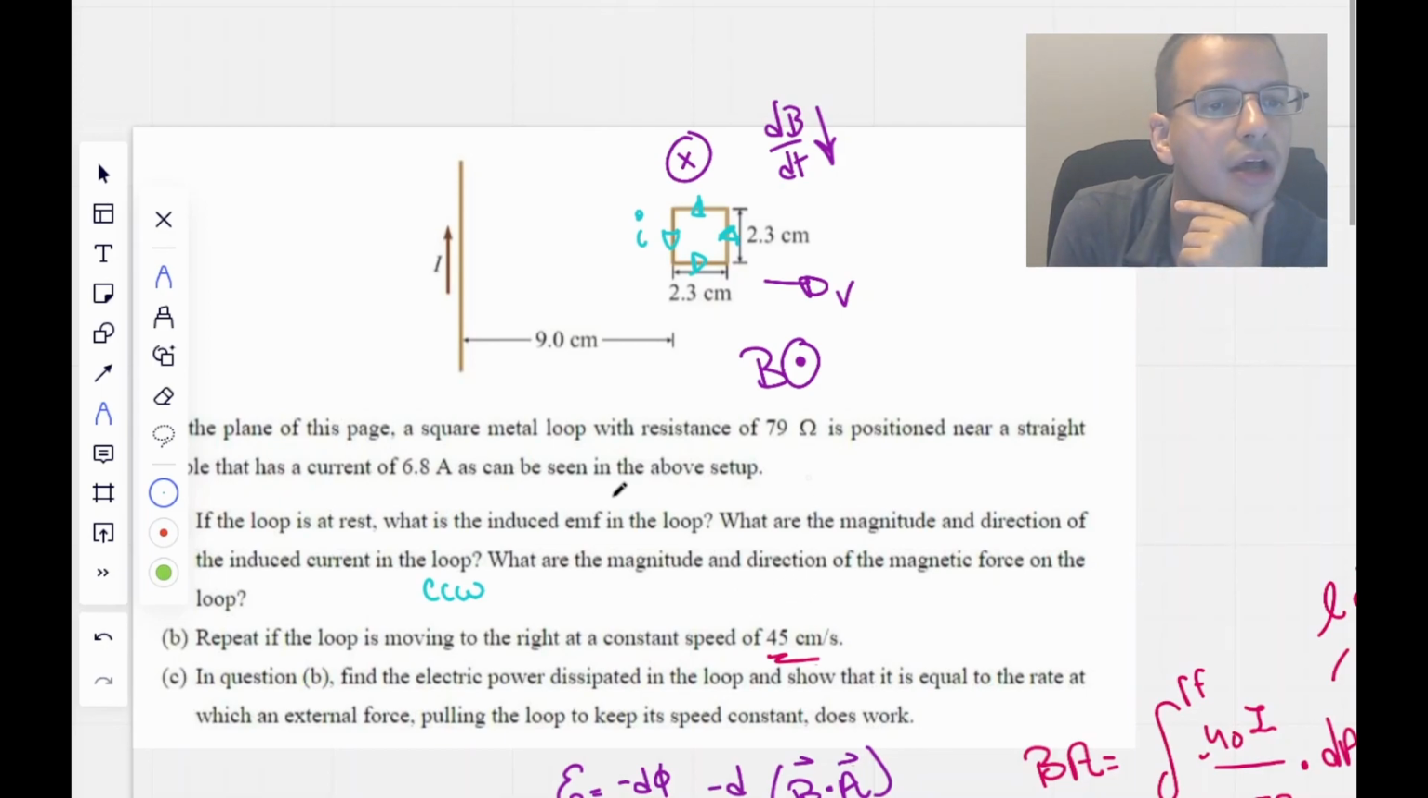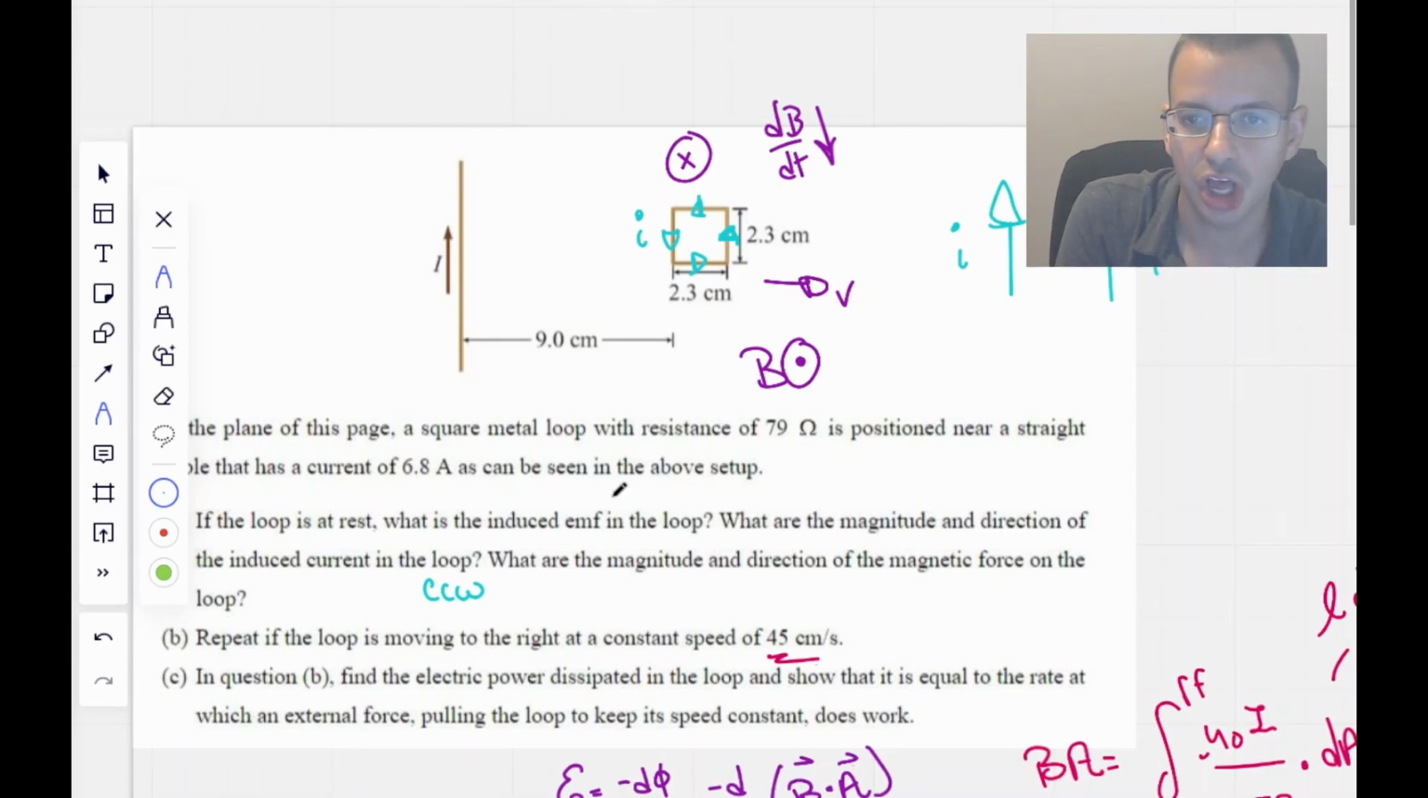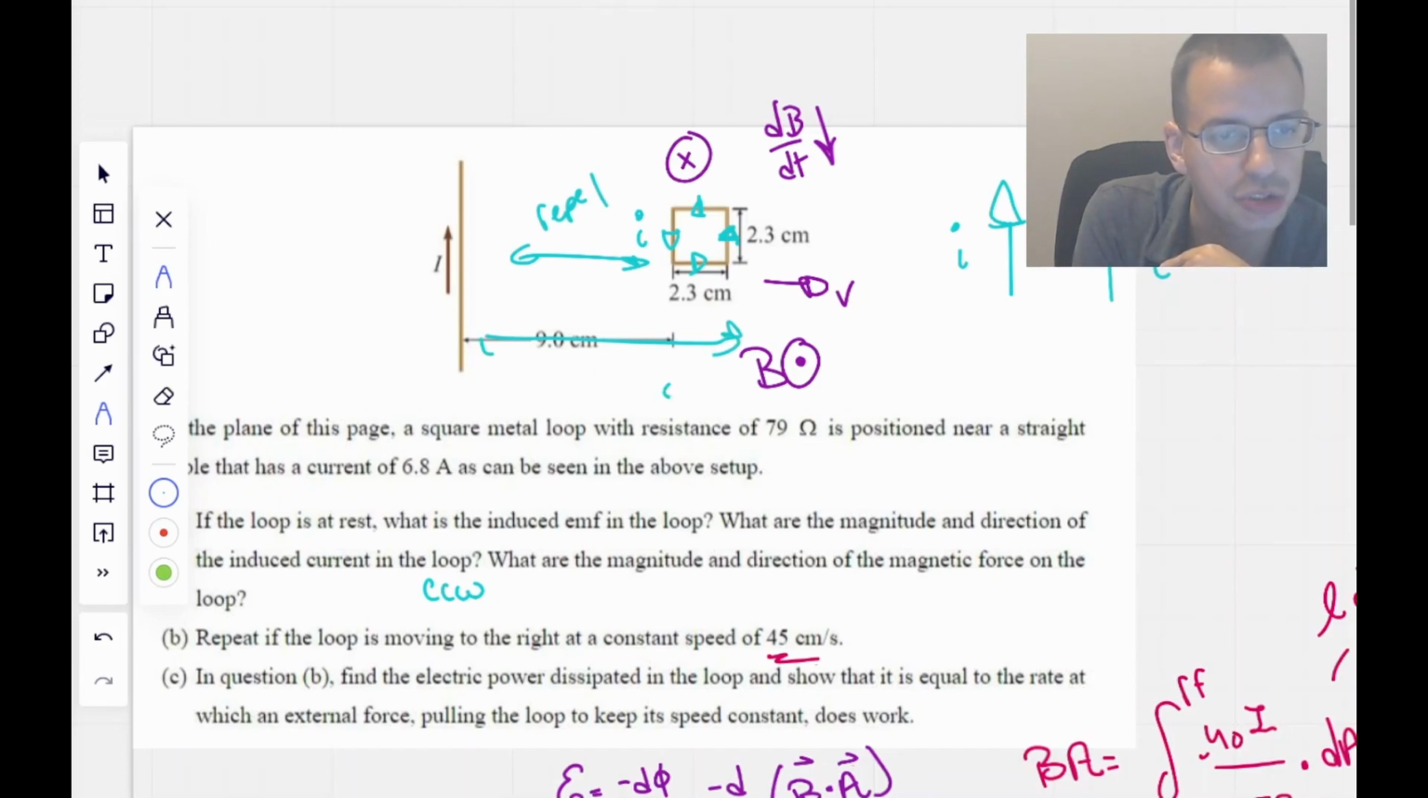And the magnetic force on the loop, what is the direction and magnitude of the force on the loop? The easiest way to think of this is current carrying wires in the same direction attract, and current carrying wires in the opposite direction repel. We'll talk about that more in part C. But these two close ones are going to repel. These two are going to attract. But since the close one has a stronger magnetic field, that's going to be the dominant one, and so these are going to repel.